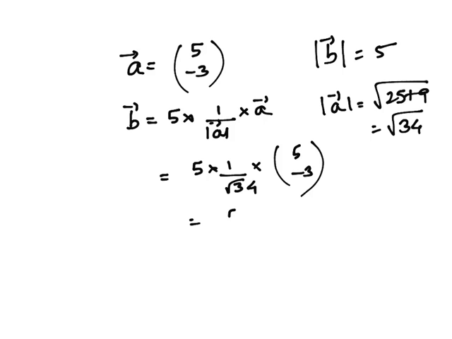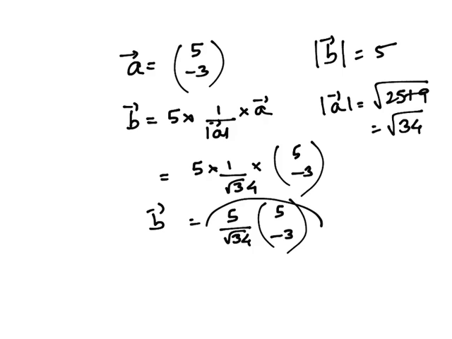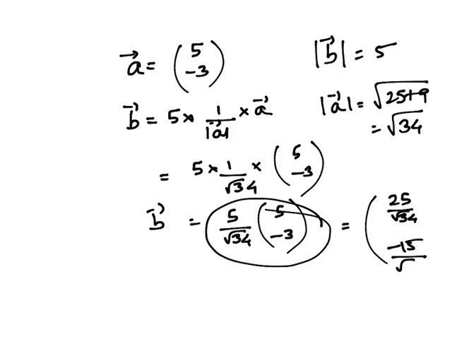So the answer is 5 by root 34 times minus 5 and minus 3. So this is a vector whose magnitude will be 5 and in the same direction as a vector. If you want to cross check, you can find the magnitude of this. So this will become 25 by root 34, minus 15 by root 34. So you can try to find the magnitude of this. Okay, so anyhow, let me find it.